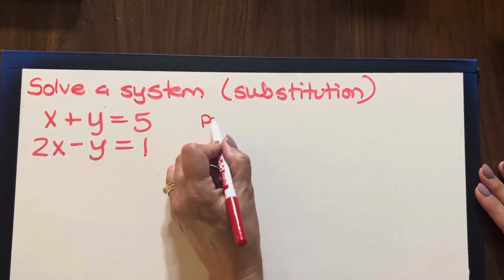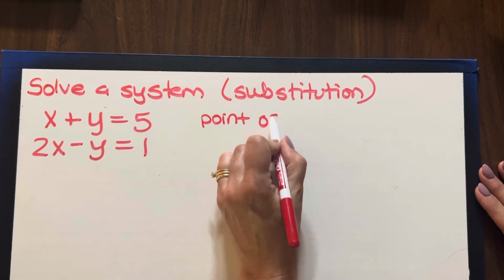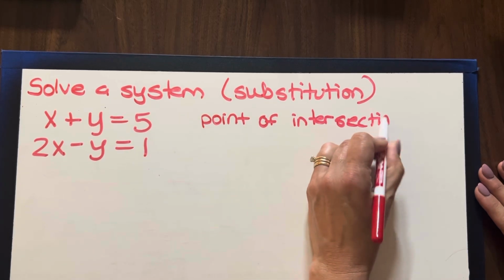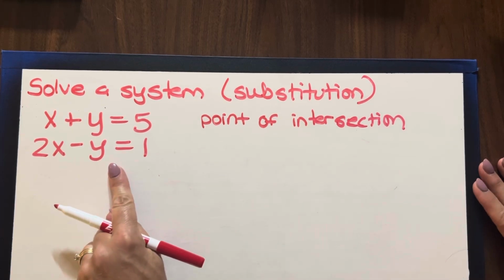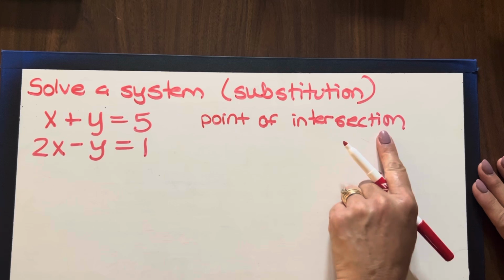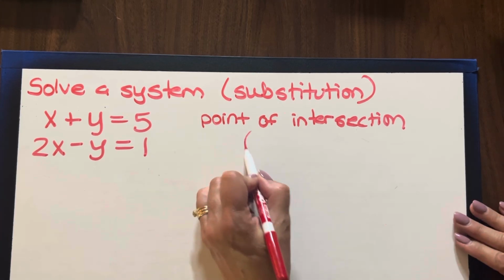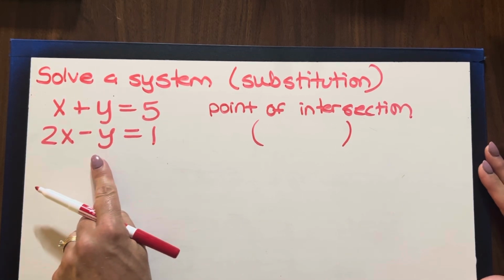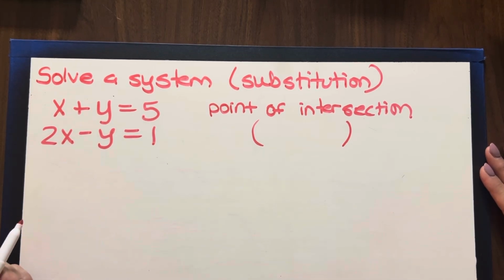And remember that when you are solving a system of equations, what you are looking for is a point of intersection. I could graph these two lines and see where they cross each other, and that would be my point of intersection. So what we need to do is find the x and the y that satisfy both of these equations. And we're going to do that with substitution.